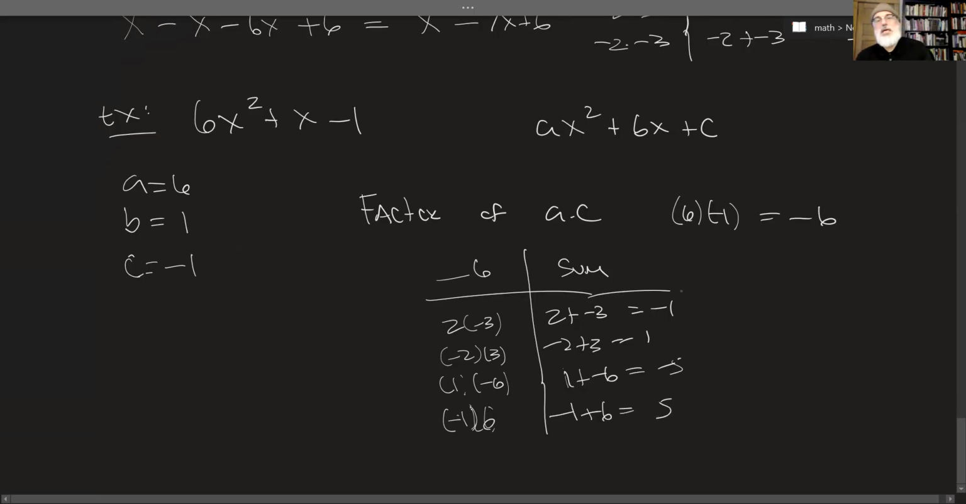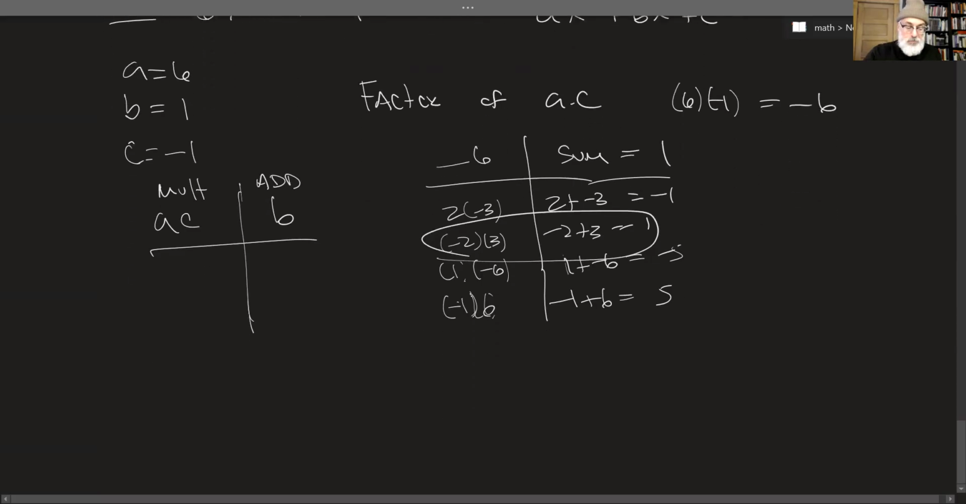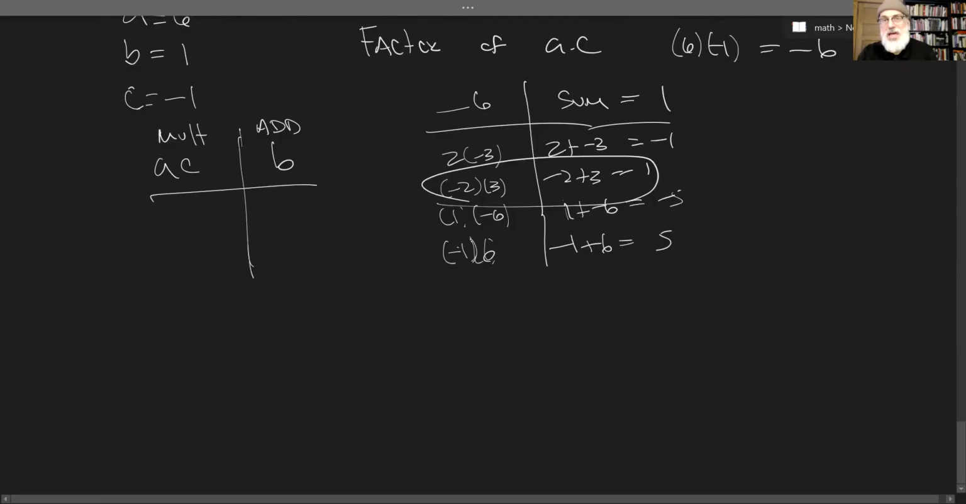Now, what do we want this to equal? Well, we want it to be equal to b, or in this case, equal to 1. So if we looked at the chart, it would be factors of AC that sum to b. So multiplication and addition. So what we have here is -2 and 3. So what we do is we put an x to each of these terms. So -2x and 3x.